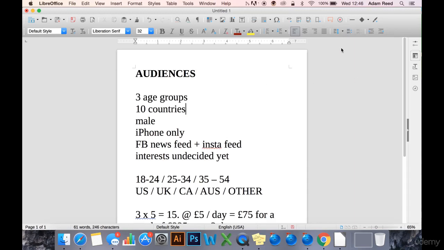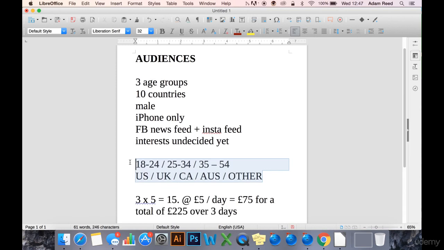Today is Wednesday. It's early in the afternoon here in the UK, and I've just been brainstorming this morning about how to go about testing this product, and I've decided that I'm going to spend £75 a day over a period of 3 days for a total of £225. And that is broken down into 15 different ad sets here.